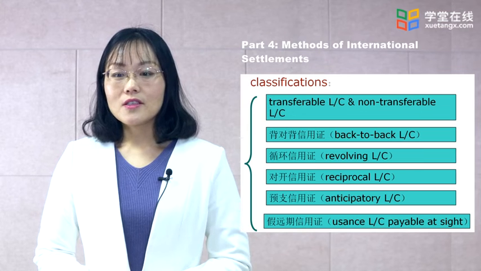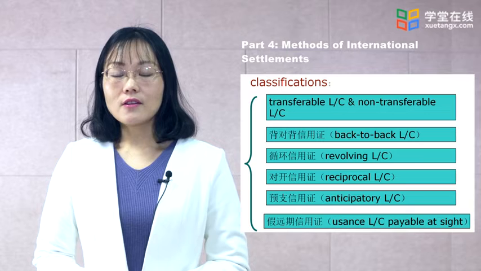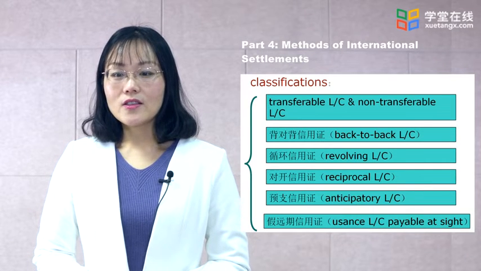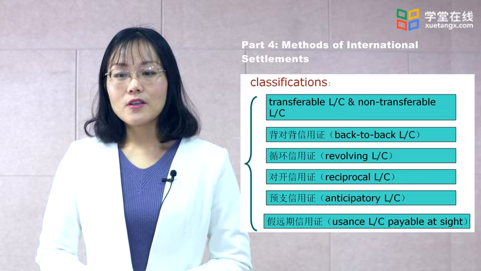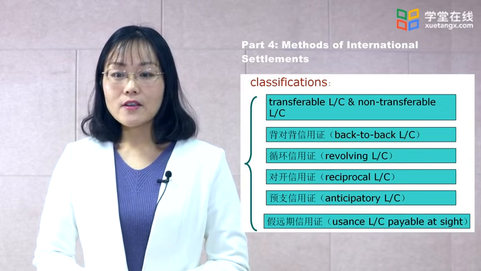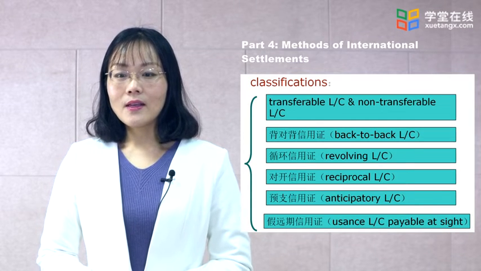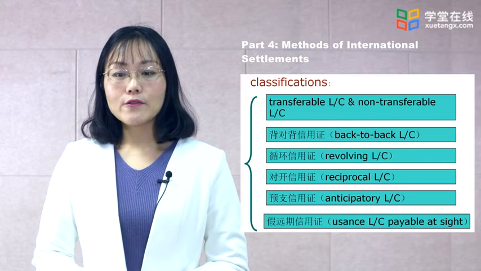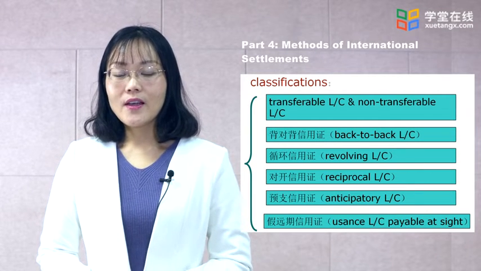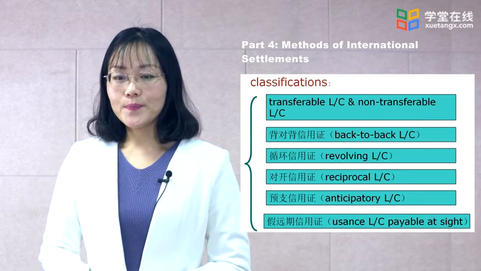We'll introduce some more special types of credit used under certain circumstances. Revolving LC is a credit whose amount can be renewed or reinstated without specific amendments to the documentary credit. This type of credit may be revocable or irrevocable and will revolve in relation to time and value.